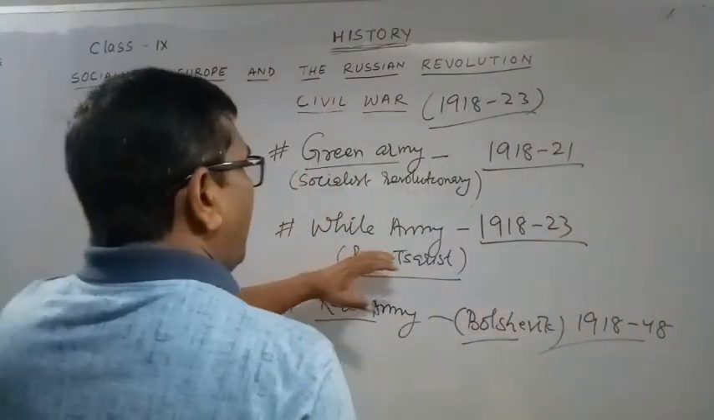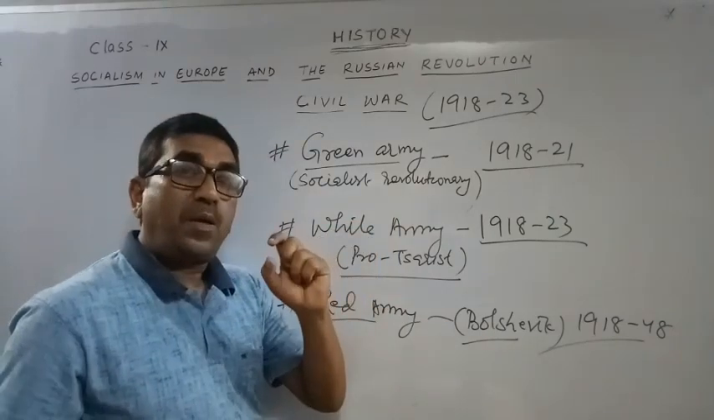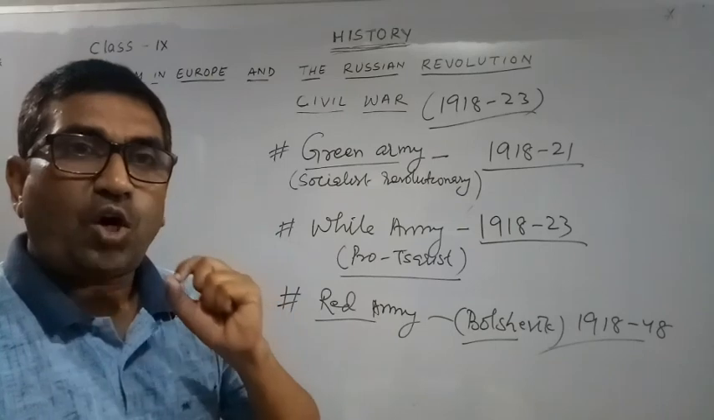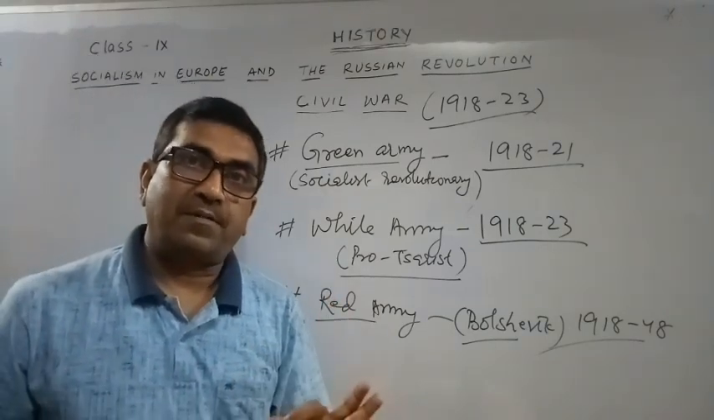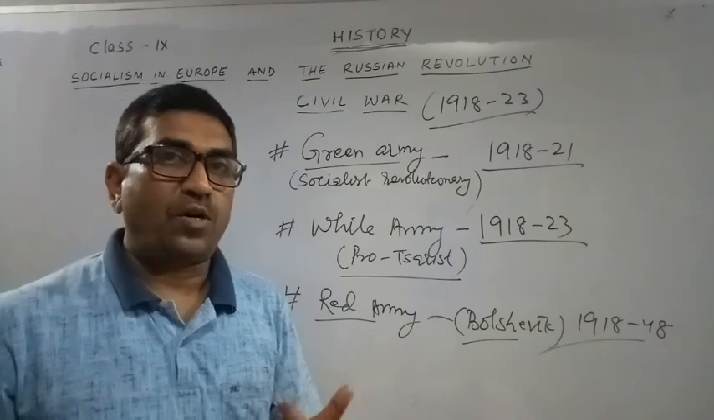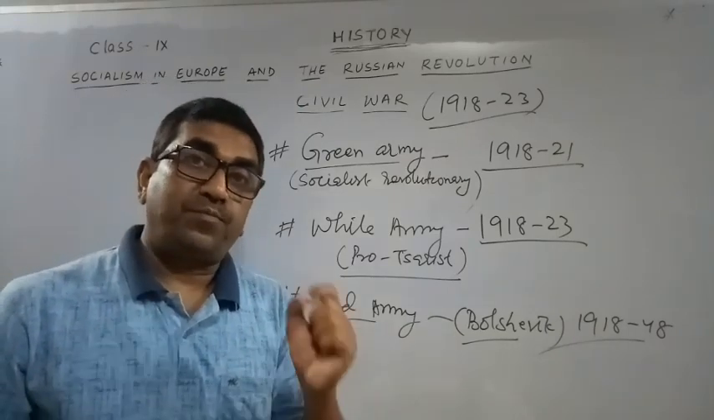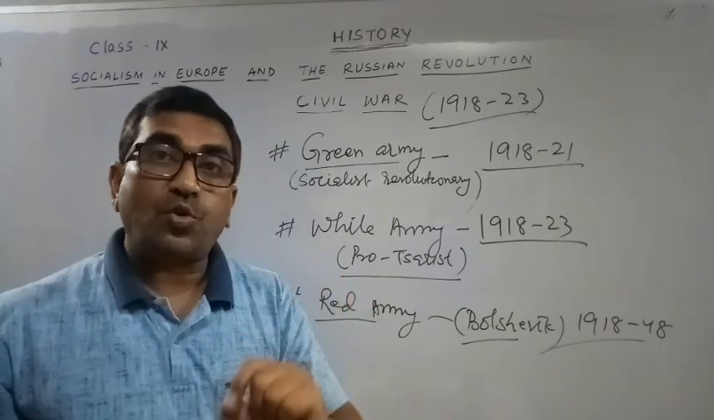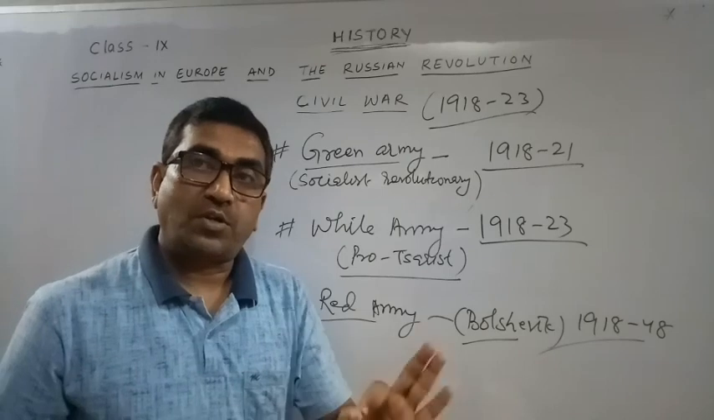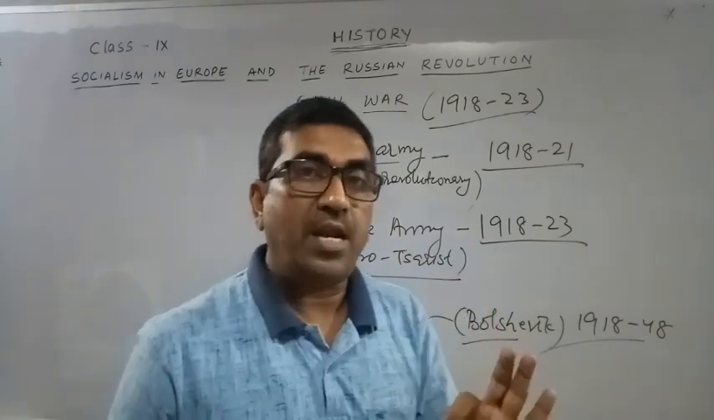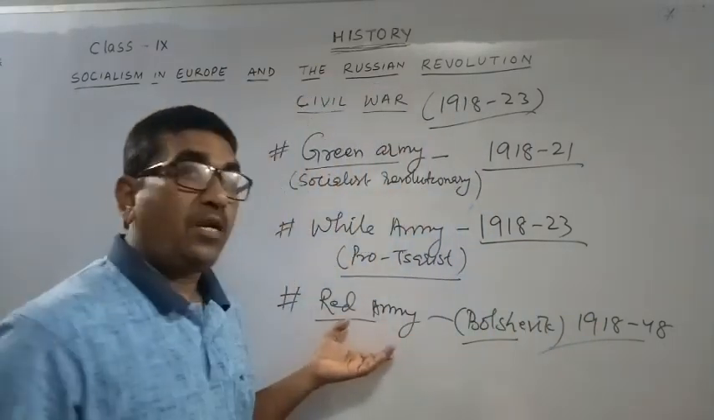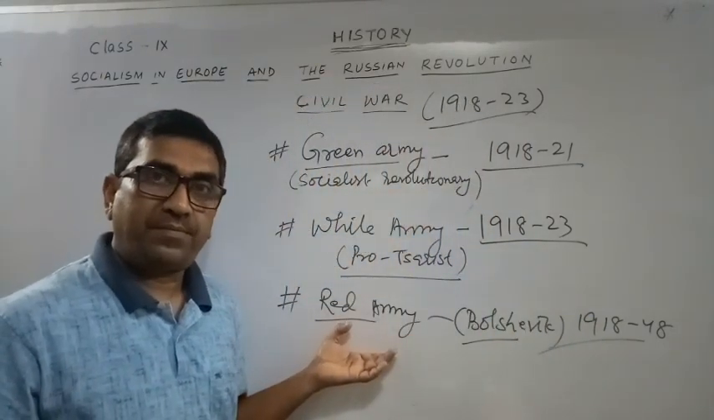And the white armies, these were the militaries who were thinking that the pride of the nation was at stake because he had withdrawn from the First World War, and Lenin was willing to withdraw from the First World War at any cost because he had mentioned it already in the April Theses. And last one, it was his army itself.